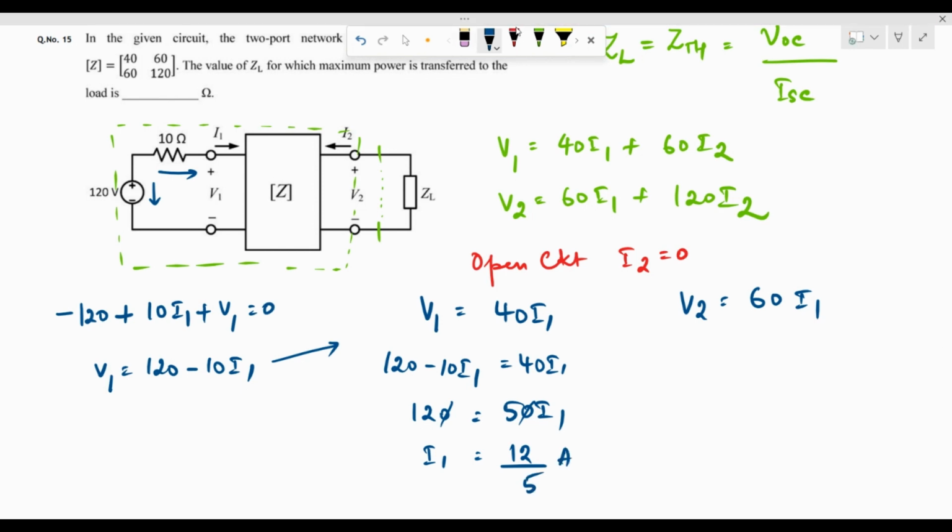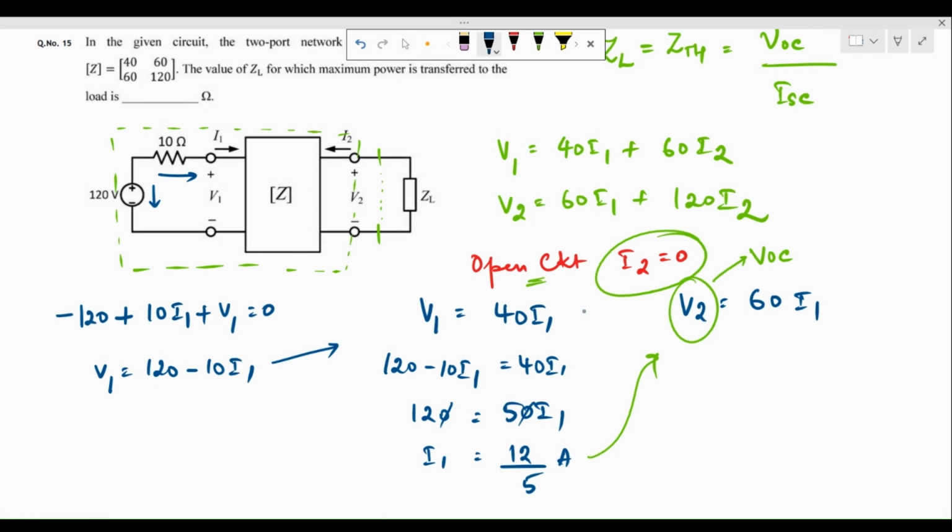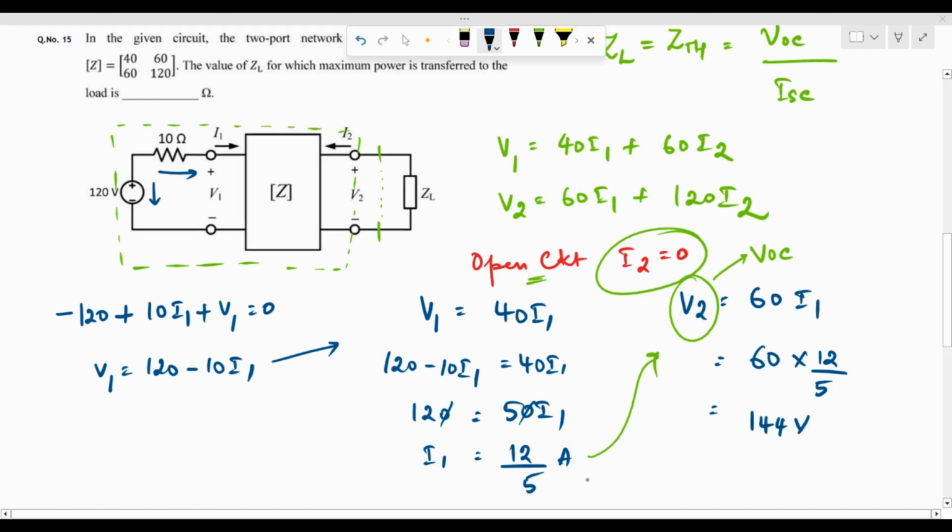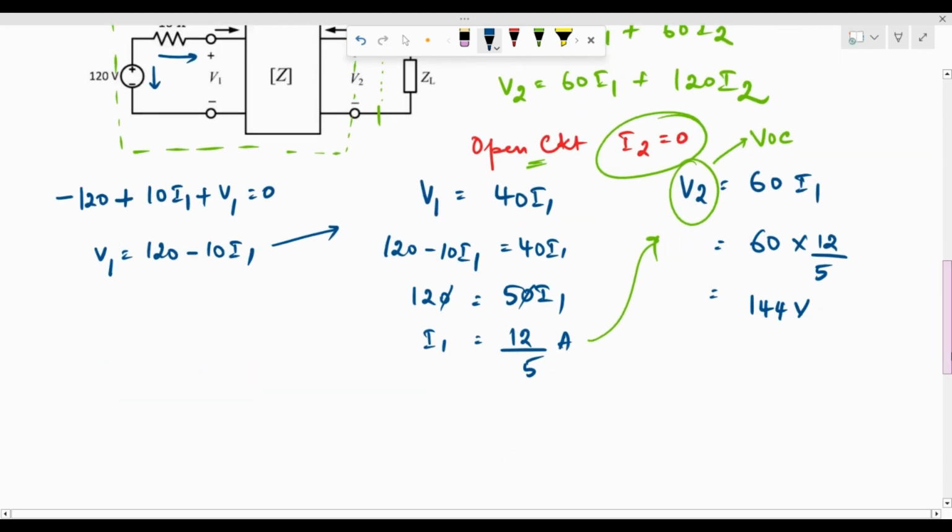If I replace this over here, I'll be able to compute V2, and V2 is nothing but VOC in this case, because I have considered I2 is 0, that is the open circuit condition. So the voltage across the two terminals, which is V2, will be VOC. Let me replace I1 over here to obtain it. So we basically obtain 60 into 12 by 5, which is 144 volts.